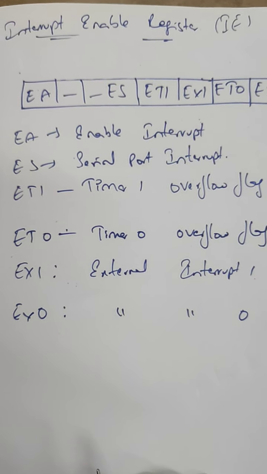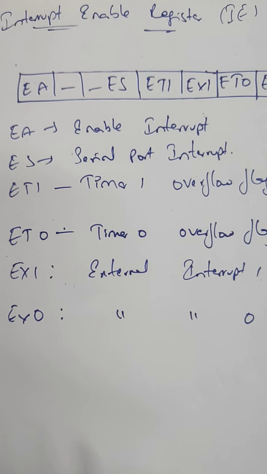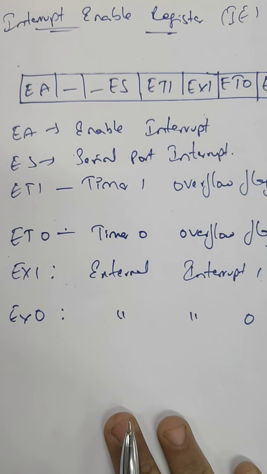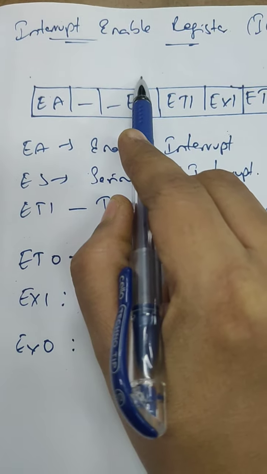My next video is on interrupts. In interrupts we have the interrupt enable register, that is IE, and interrupt priority. So right now we are dealing with the interrupt enable register. This is also an 8-bit register.